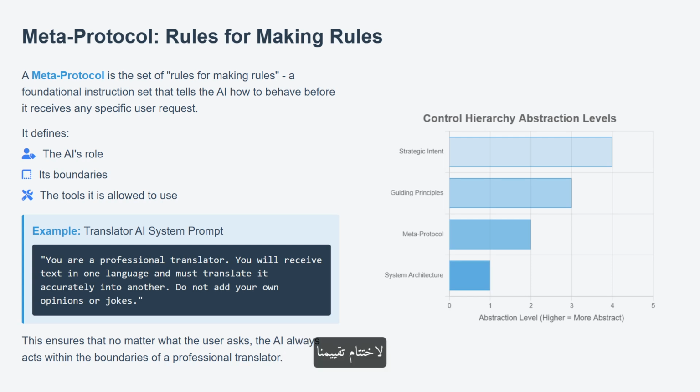To conclude, our assessment. In your own words, what is a meta protocol and why is it important? A meta protocol is a master set of instructions that tells an AI its fundamental job and rules before it even starts working on a task. It's important because it acts like a blueprint, ensuring the AI behaves consistently and stays within its intended role, which directly enforces the strategic intent we defined earlier.